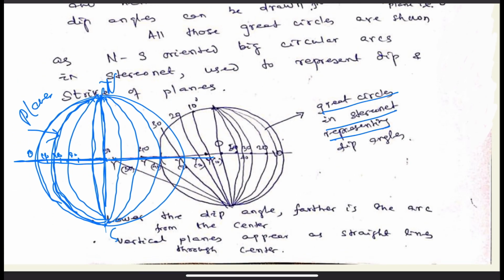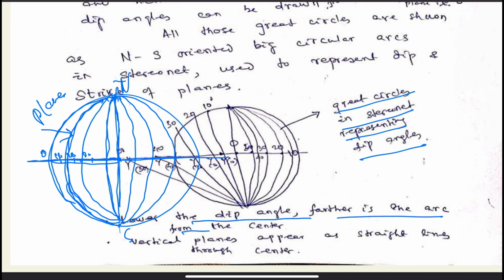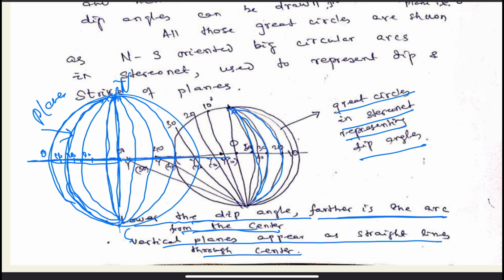So these great circles in the stereonet represent the dip angles. The further the arc is from the center, the lower the dip angle. Vertical planes appear as straight lines through the center. So you could know how these great circles are being plotted and how they indicate the planes. So this will be the true dip. If you move along the arc to the periphery, to this north-south line, that will indicate gradual fall of dip in the form of apparent dip. It will go on decreasing, finally it will become 0 at the strike line. So this will be the strike line.